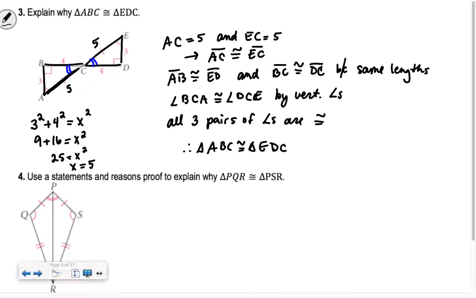Have you guys seen the 3 little dots? That means therefore. So therefore, triangle ABC is congruent to triangle EDC. Okay, does that make sense? Kind of a rough proof.